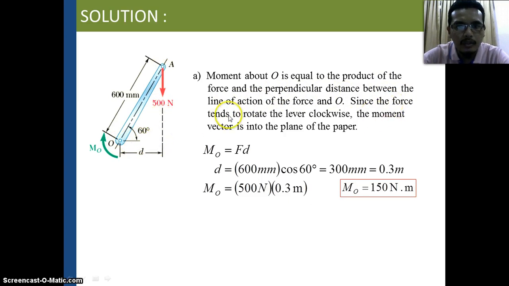Since the force tends to rotate the lever clockwise, the moment vector is into the plane of the paper. Okay, this is the direction into the paper. So we need to find this D first. 600 mm, which we change to meters, then multiplied by cos 60, so we get 0.3 meter. Finally, 500 multiplied by 0.3. So the moment about O is 150 Newton meter.